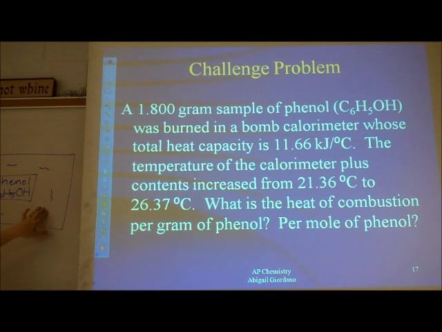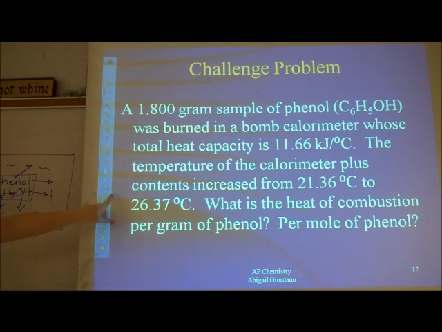Let me make that a little clearer. The water is heating up. So where is that heat coming from that's heating it up? Okay, I'm going to draw an arrow. Heat is being released, which means that this is an exothermic reaction.